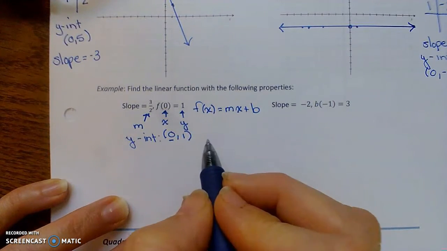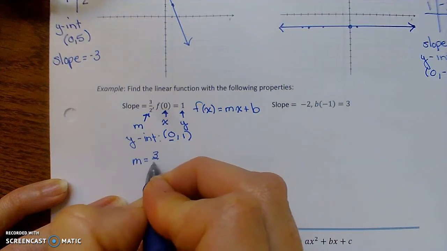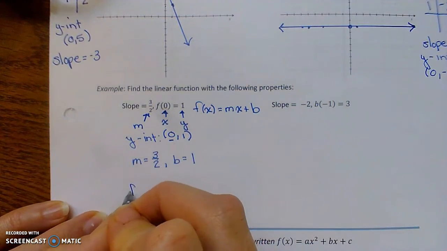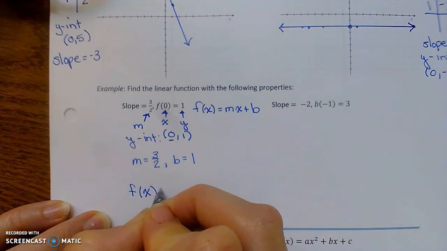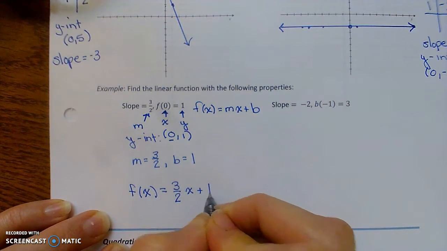Okay, so with that information, I know what b is. So m is 3/2 and b is 1. So now I can just write down the equation of the line: f of x equals 3/2 x plus 1.